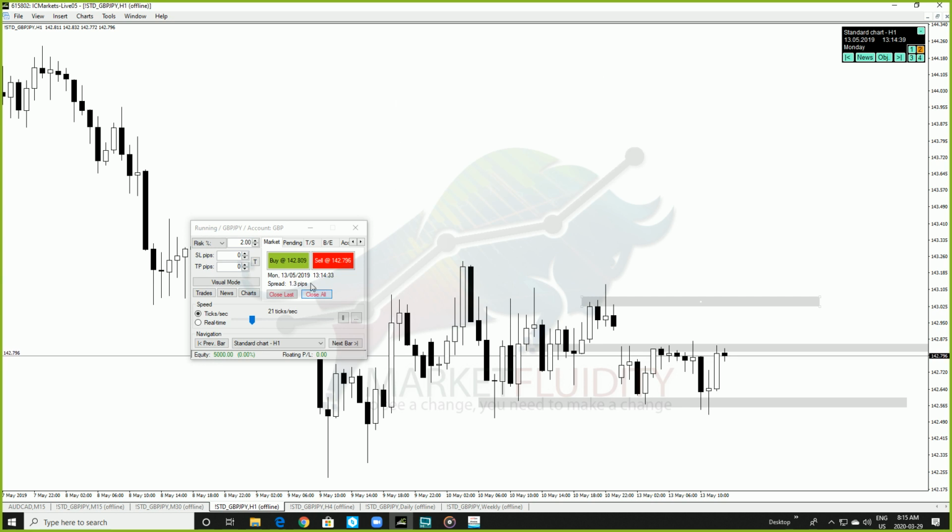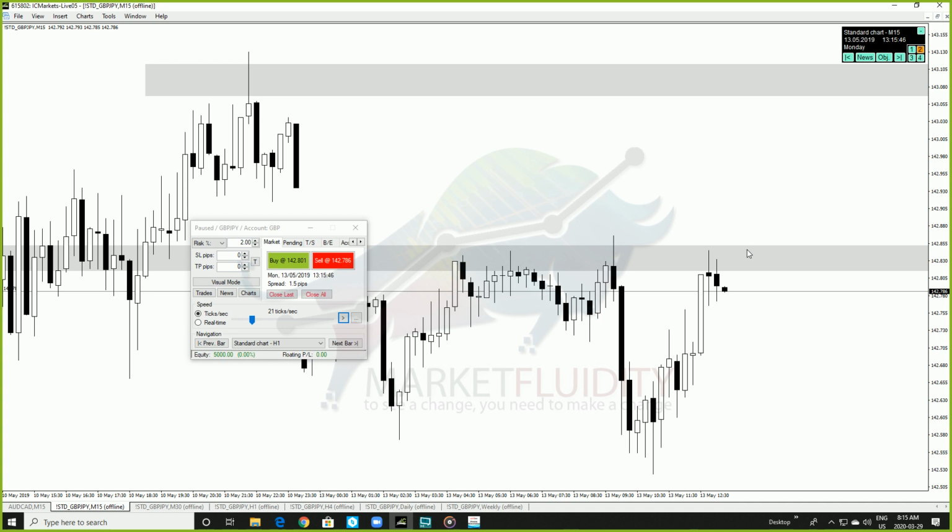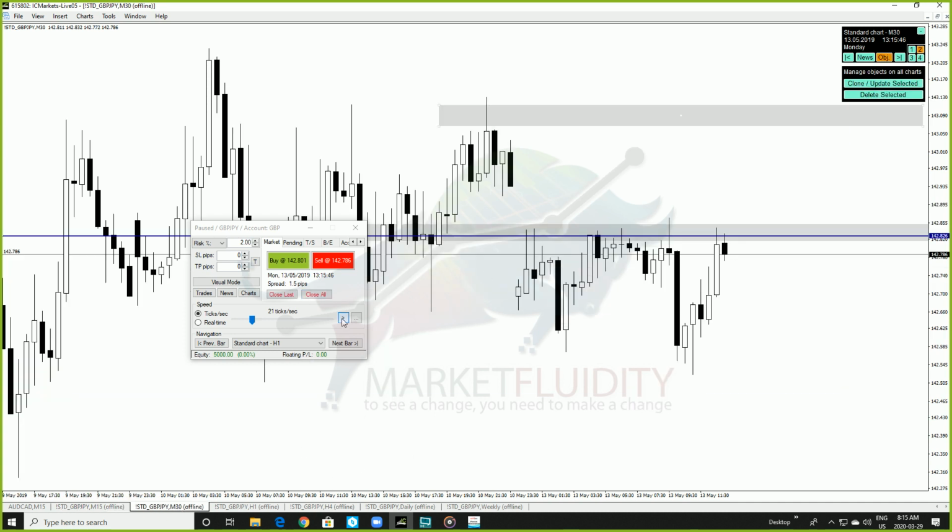So the 15-minute candle is about to close. The 15-minute candle closed right now, and it closed a bearish candle right here. But we want to see a 30-minute candle closing bearish to take a sell, so we will wait. The 30-minute candle is about to close in 8 minutes.